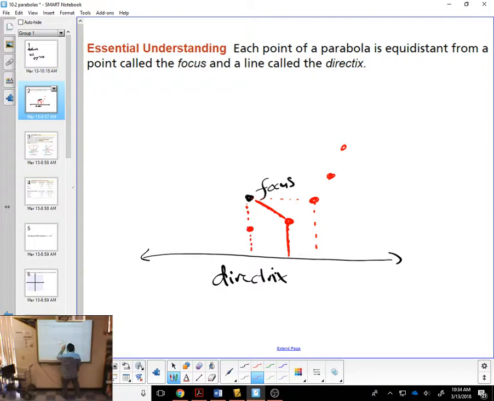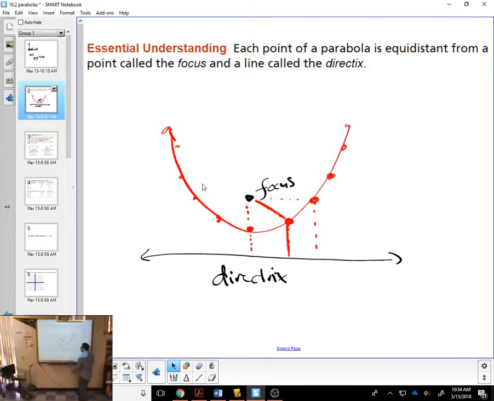But you know what's going to happen eventually? What shape is this going to take on? Yeah, pretty cool, huh? It takes on the shape of a parabola. So all of them are the same distance? Yeah. So in a parabola, the whole parabola will always be equidistant to its focus and its directrix. Pretty awesome, yeah?